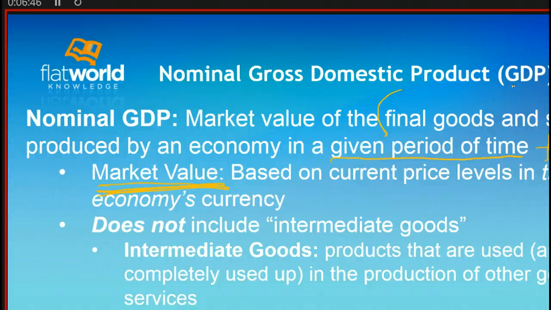And why do we not count these intermediate goods? Well, if I counted both the value of the sugar and the value of the final price of that bottle of Coke, I'd be double counting, right?